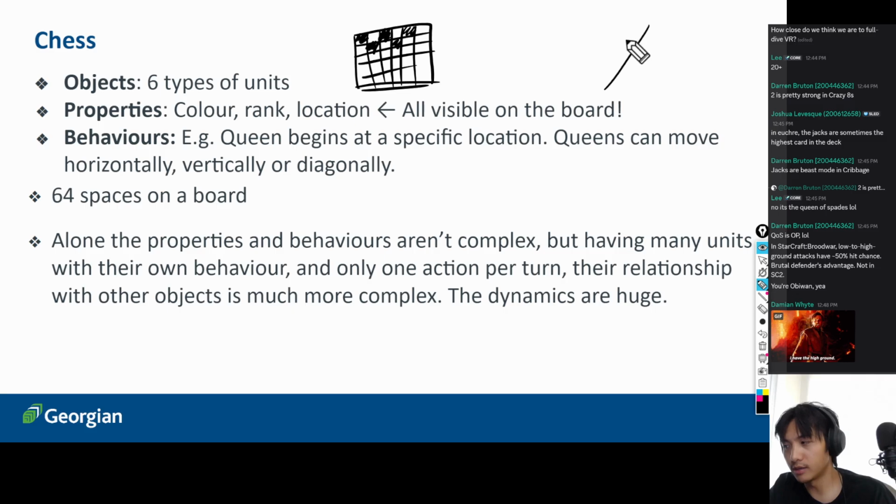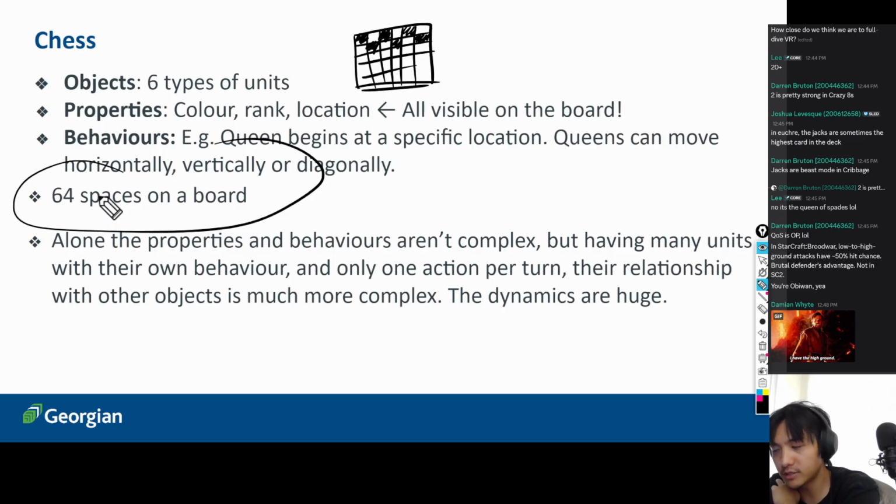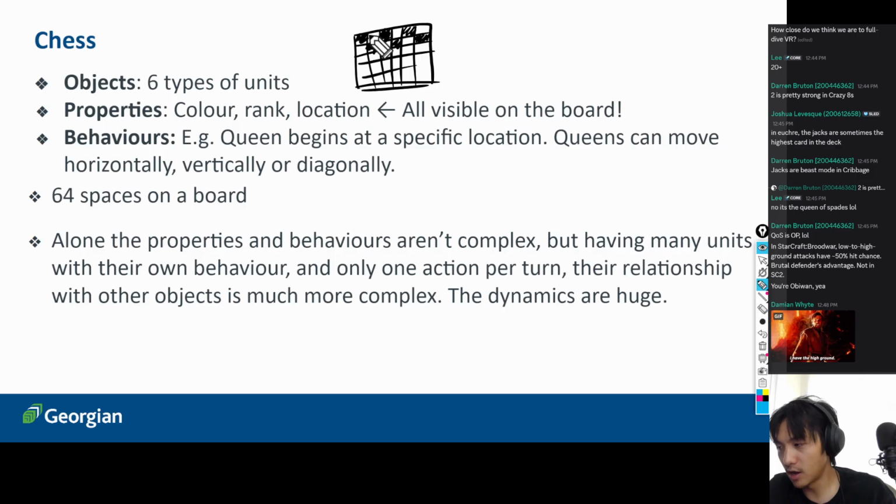So the queen can move in 8 directions, any number of squares, but it cannot jump over things. The knight is actually the only piece that is able to jump over things. So that's neat. There's 64 spaces on the board, and the way they're spaced is in alternating order, black and white.